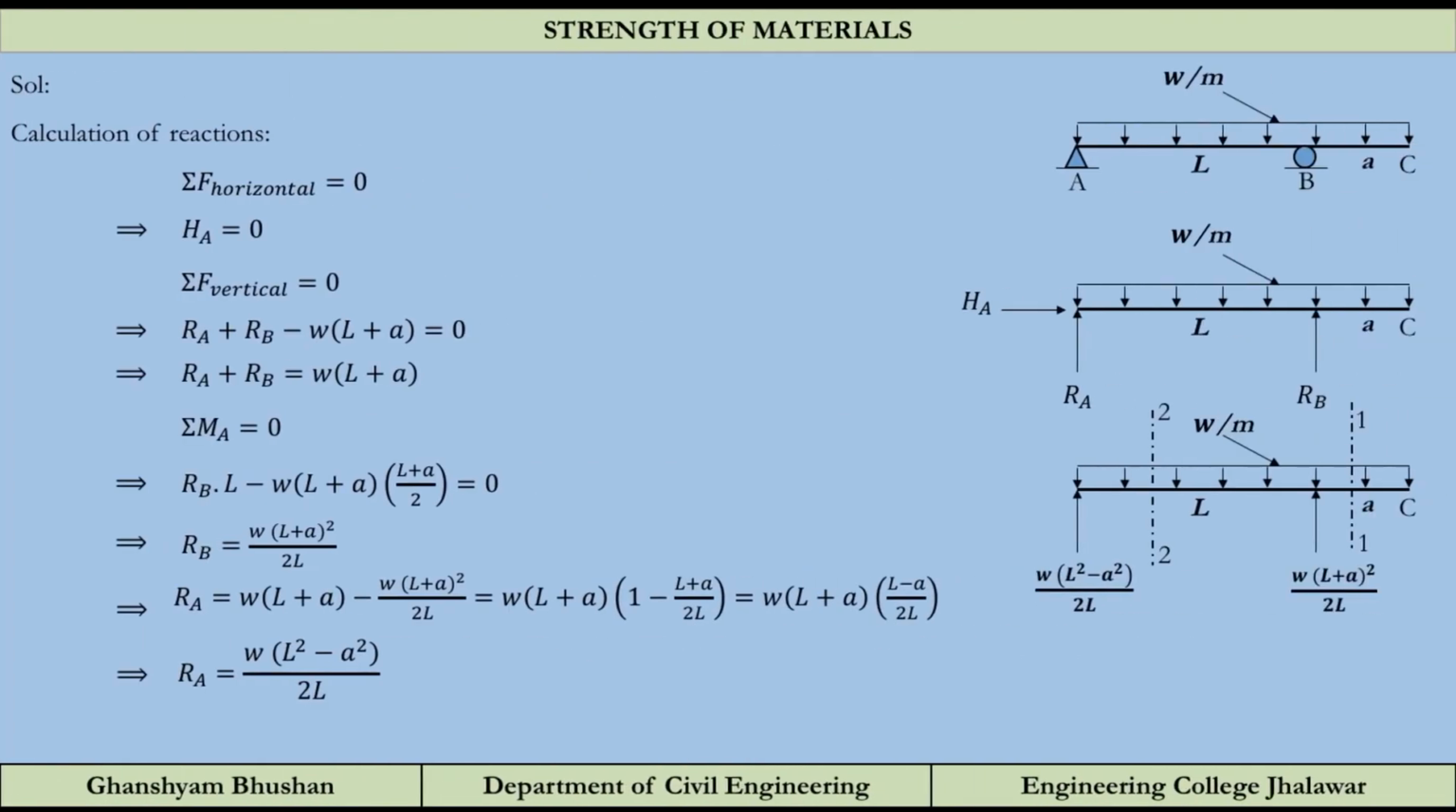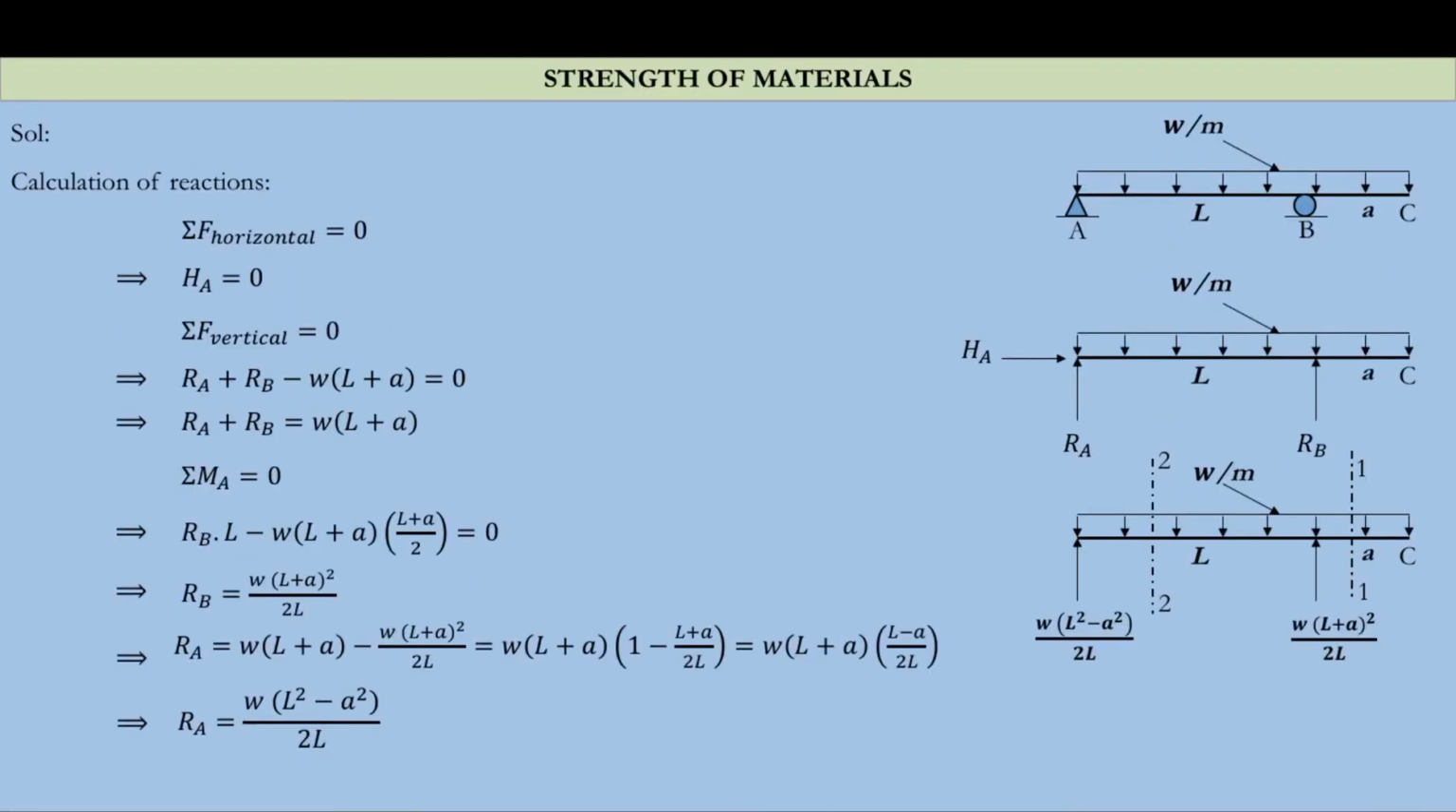The first step is to calculate the reactions. This is a hinge support and here it is a roller. So at the hinge HA and RA are the reactions, and at the roller RB will be the vertical reaction. By putting all the forces in the horizontal direction, the summation will be 0. That will give us HA equal to 0.